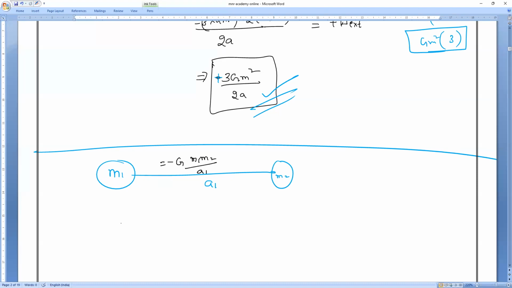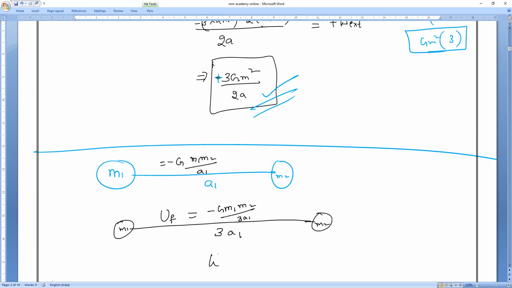Am I right? A1. Now, this same mass M1, I have shifted to 3A distance. Clear? So 3A1 distance, or else 3A distance. So now what is the final potential energy, everybody? Final potential energy equals minus G into M1 into M2 divided by, instead of A, 3A1. Am I right or wrong? 3A1. Work done by the external force to bring this body from here to here is equal to the change in potential energy. So this is the initial potential energy. This is the final potential energy. So final potential energy minus initial potential energy.